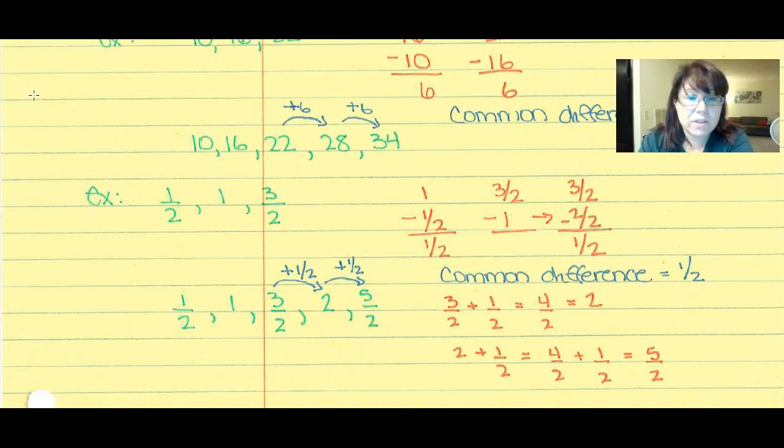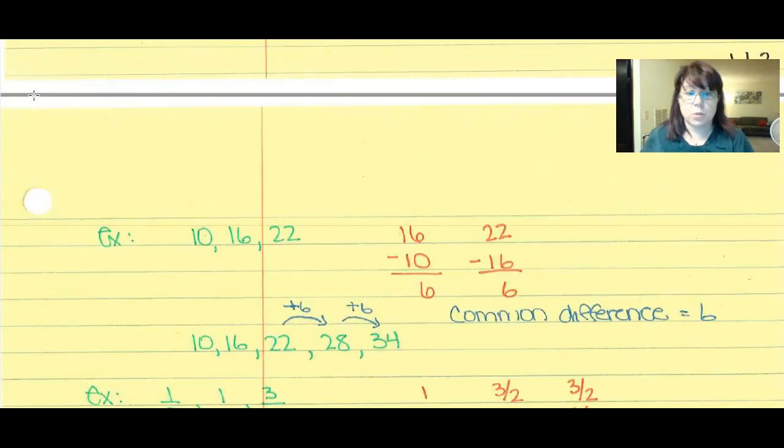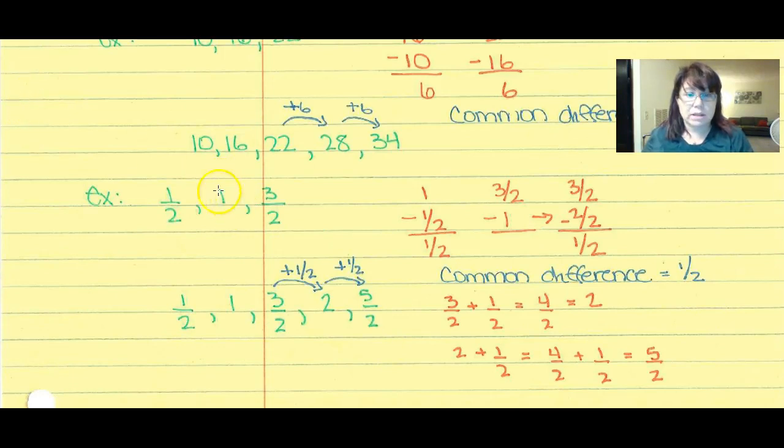So we have 1 half, 1, 3 halves. Well, the second number, 1, minus 1 half gives us 1 half. 3 halves minus 1, well, I do have to find a common denominator, so 3 halves minus 2 halves is 1 half. So the common difference is 1 half. So 1 half, 1, 3 halves. 3 halves plus 1 half is 4 halves, in other words, 2. 2 plus 1 half is 5 halves, and so on and so forth.